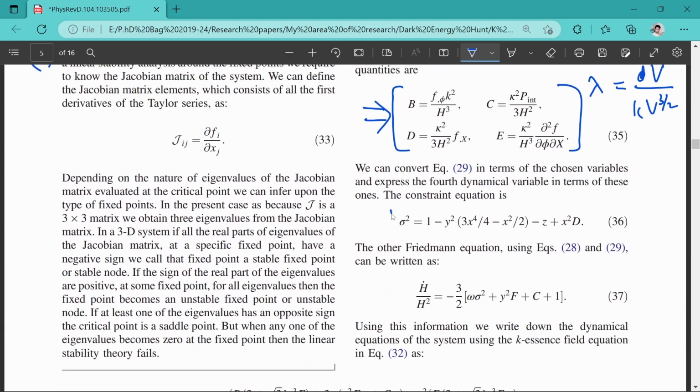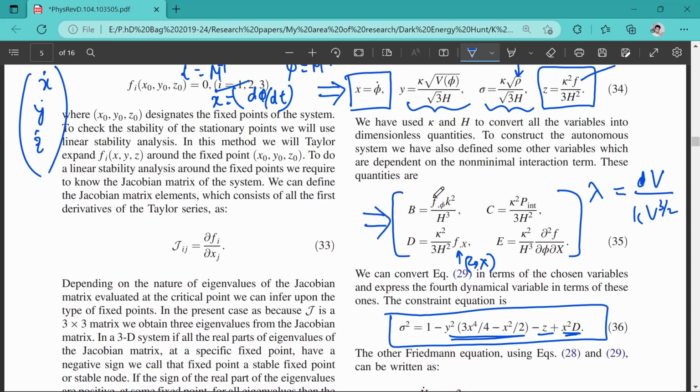Now from the Friedman equation you can realize that this equation will look like 1 minus y square and some complicated term goes here, and z and x square d, and d again has f comma x, so it will become the z comma x part. Unless you choose, you have to choose the following. How will you choose your model? Because f is a model part, you cannot work it out in general. So in order to close these variables, we have to first define what kind of f you are going to choose, and then we can expand everything in terms of x, y, and z.